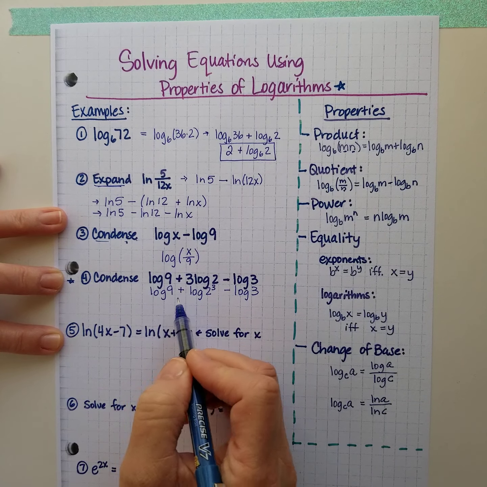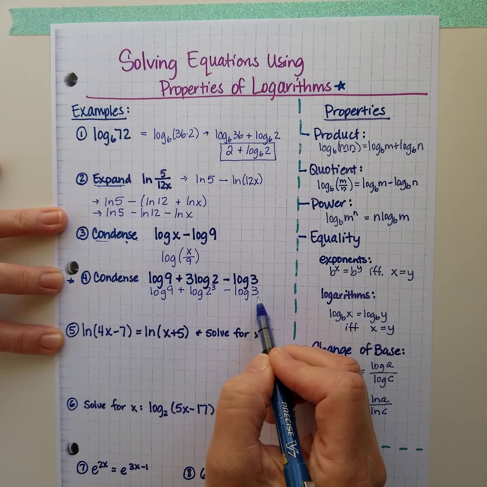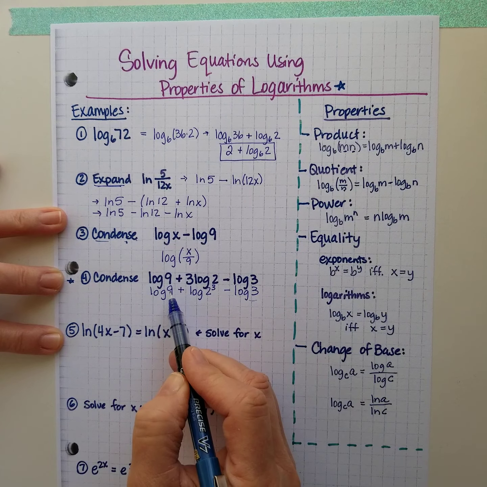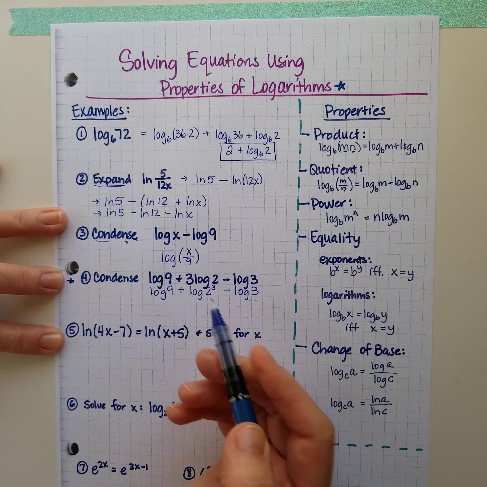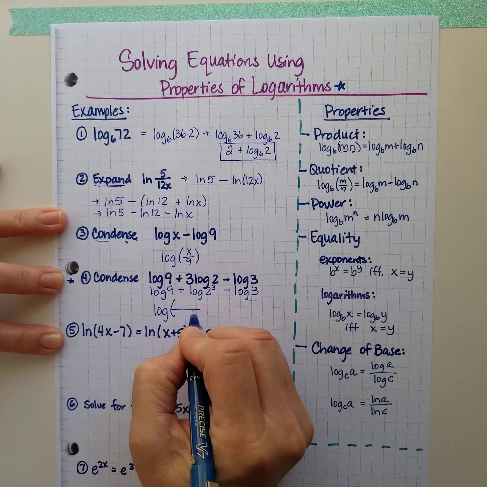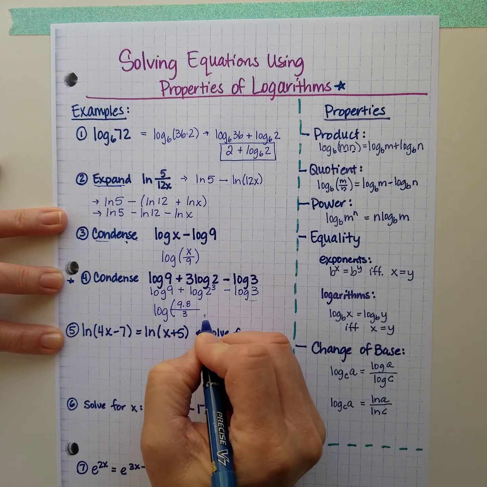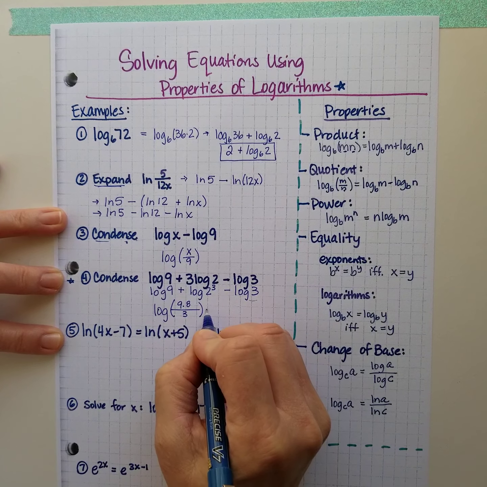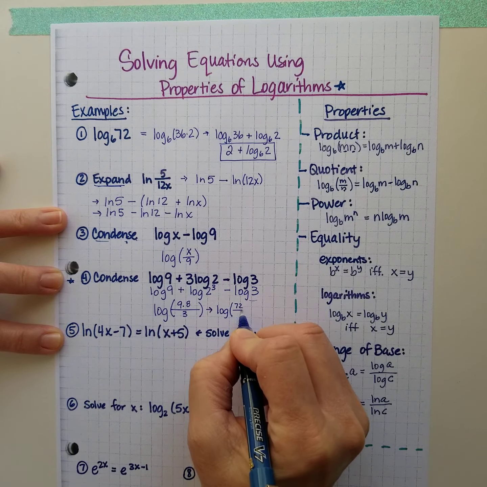Okay, so now let's combine these. We're adding and we're subtracting. So we're going to have a 3 in our denominator, and we're going to have 9 times 2 cubed, or 9 times 8 in the numerator. So we're going to have a single log, and it's going to be 9 times 8 over 3. And let's see if we can simplify that. We're going to have log of 72 over 3.